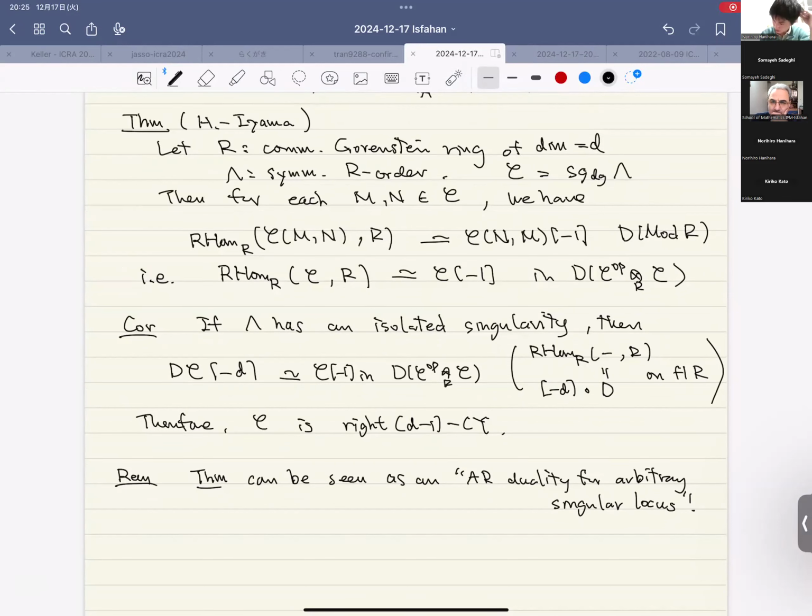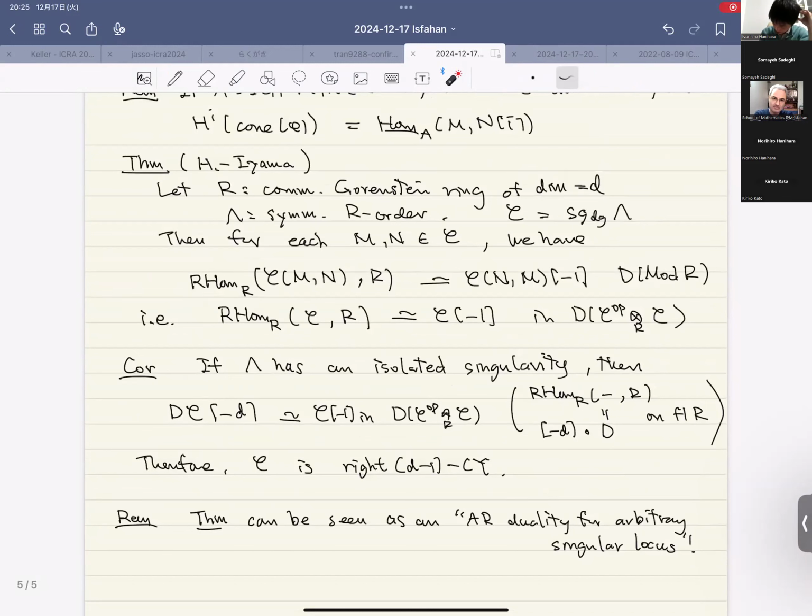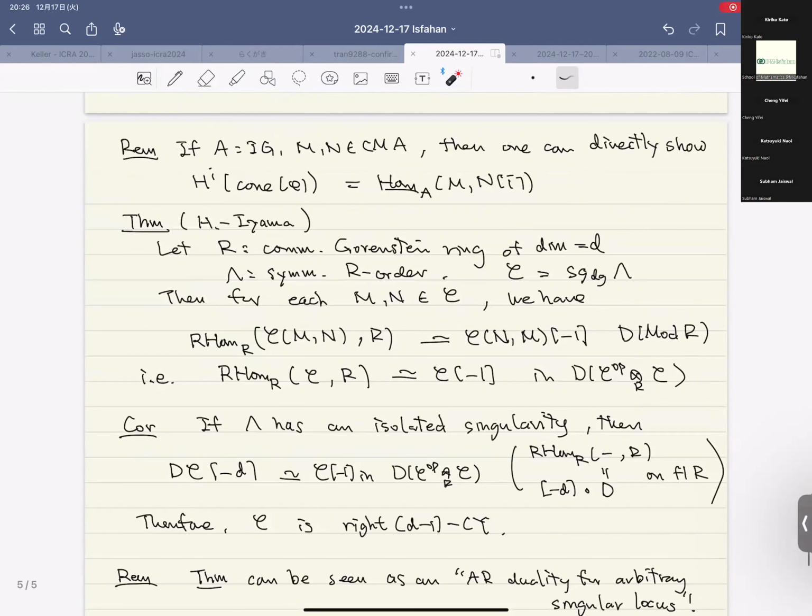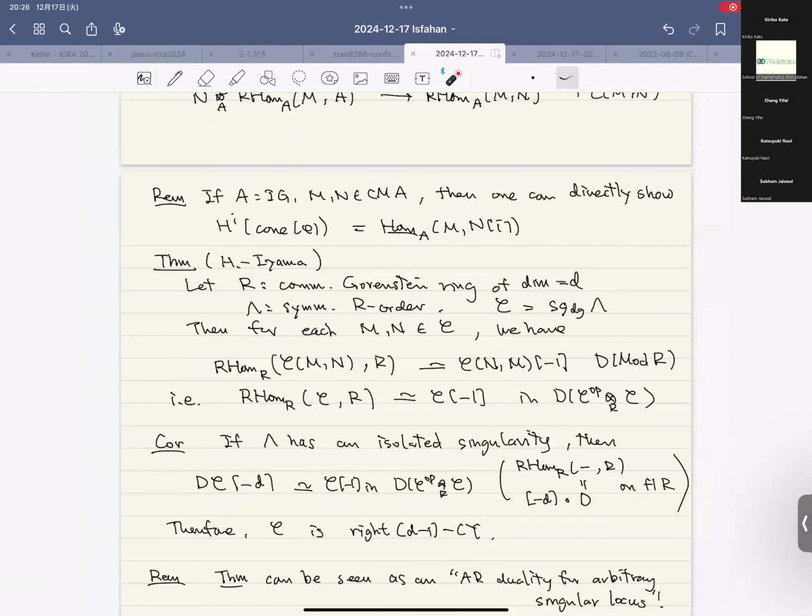I'm not sure. At least with Gorenstein isolated singularities, yes, but I'm not sure about Gorenstein orders over non-Gorenstein rings. For example, if you consider R to be non-Gorenstein and Lambda to be R itself, then the singularity category in general has very large morphism spaces, not finitely generated over R. So I don't think this kind of duality can hold, I think. Okay, thank you.